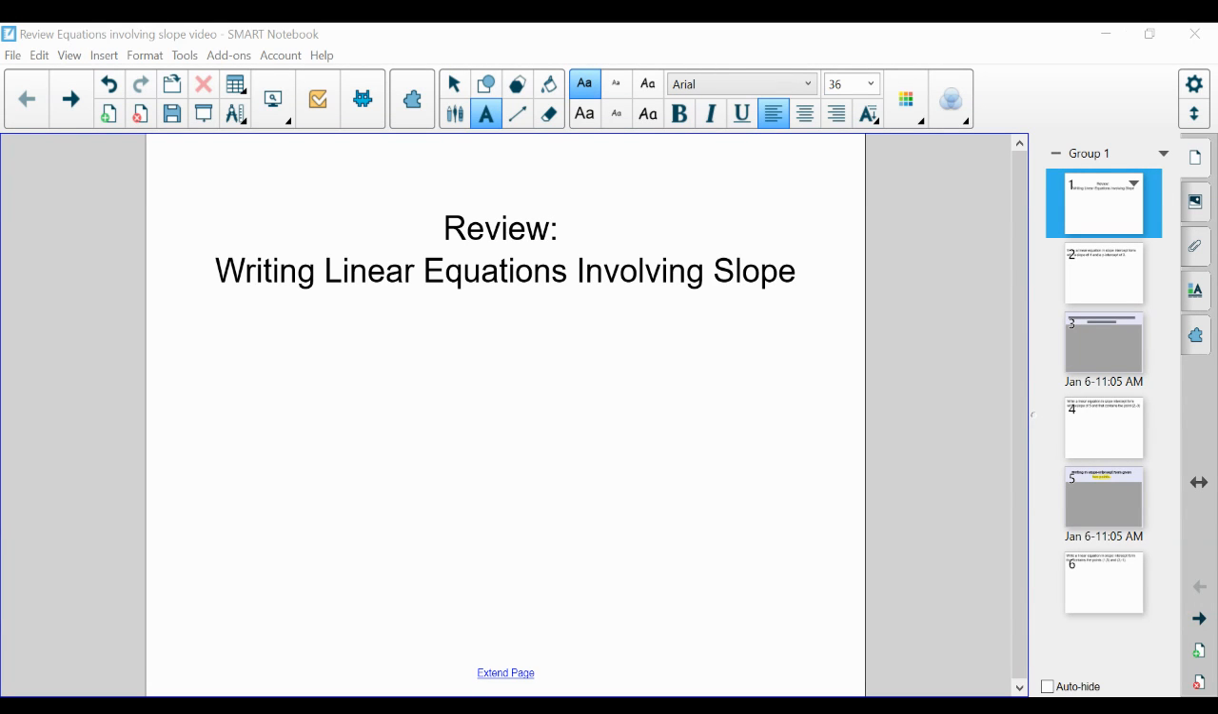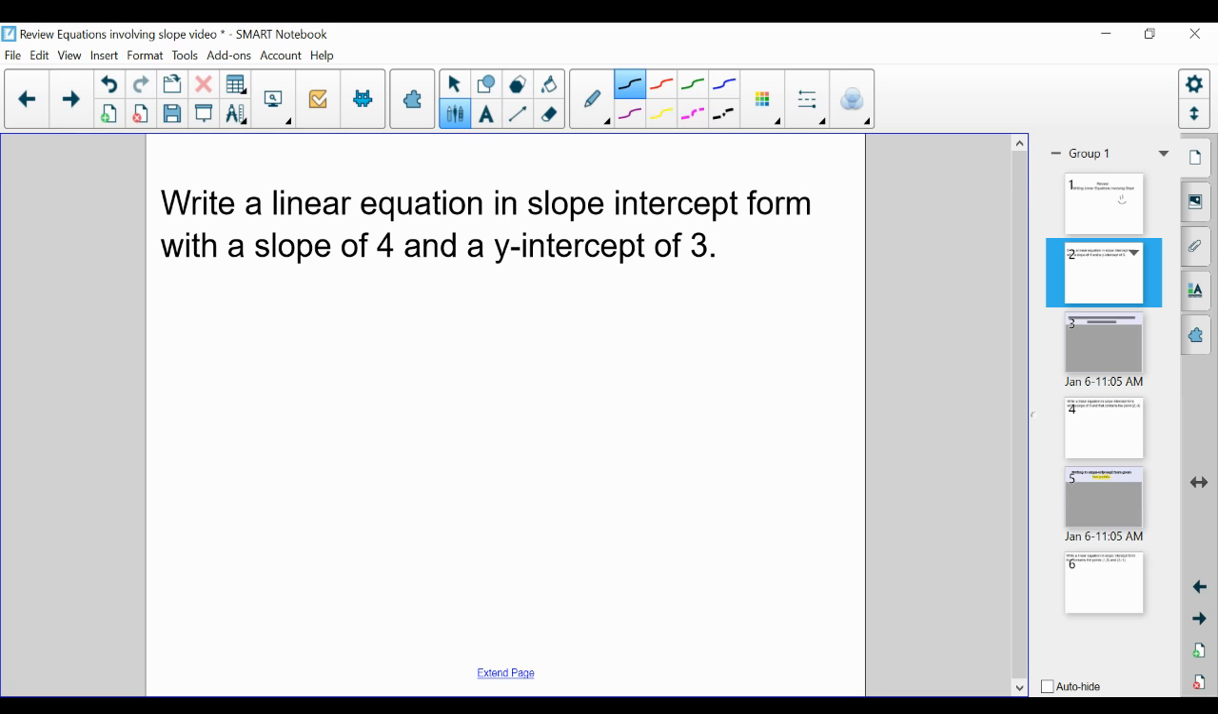So today we are going to be reviewing how we write linear equations that are involving slope. And we are going to be talking about slope-intercept form. So without further ado, let's begin. Let's write a linear equation in slope-intercept form that has a slope of 4 and a y-intercept of 3.